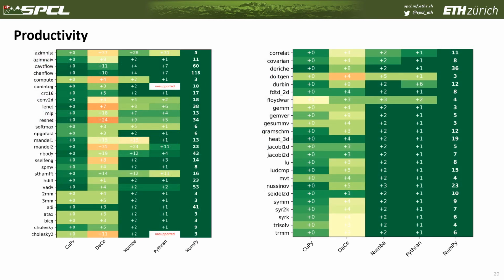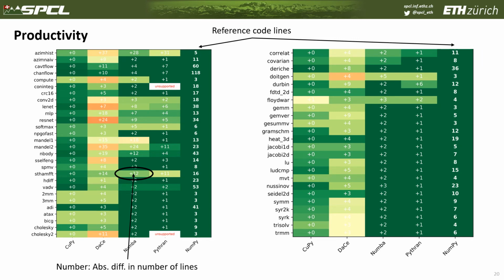We summarize the results of our productivity analysis in those graphs. The columns annotated with NumPy are the reference code lines, while if we look at every other cell, we will see that there is a number that indicates the absolute difference in number of lines between the adaptation and the reference code, while the color of the cell, which changes from green to red, indicates the percentage of reference code that had to be adapted.